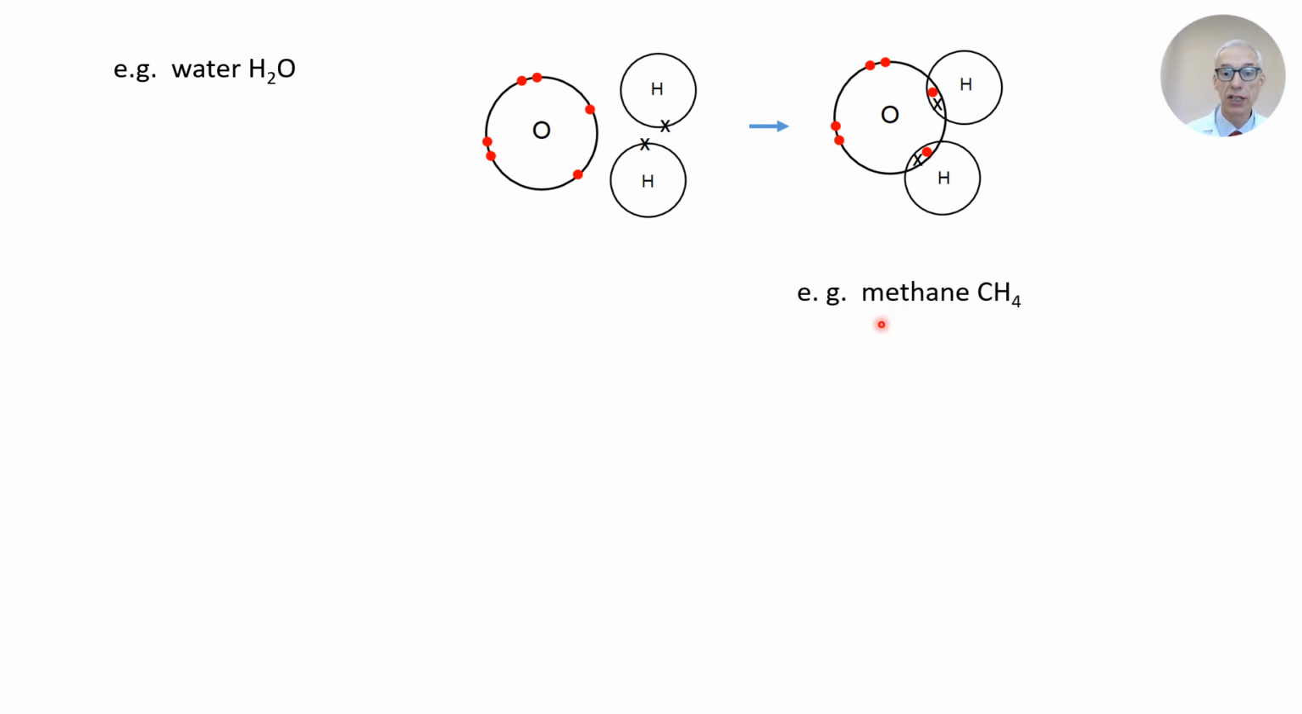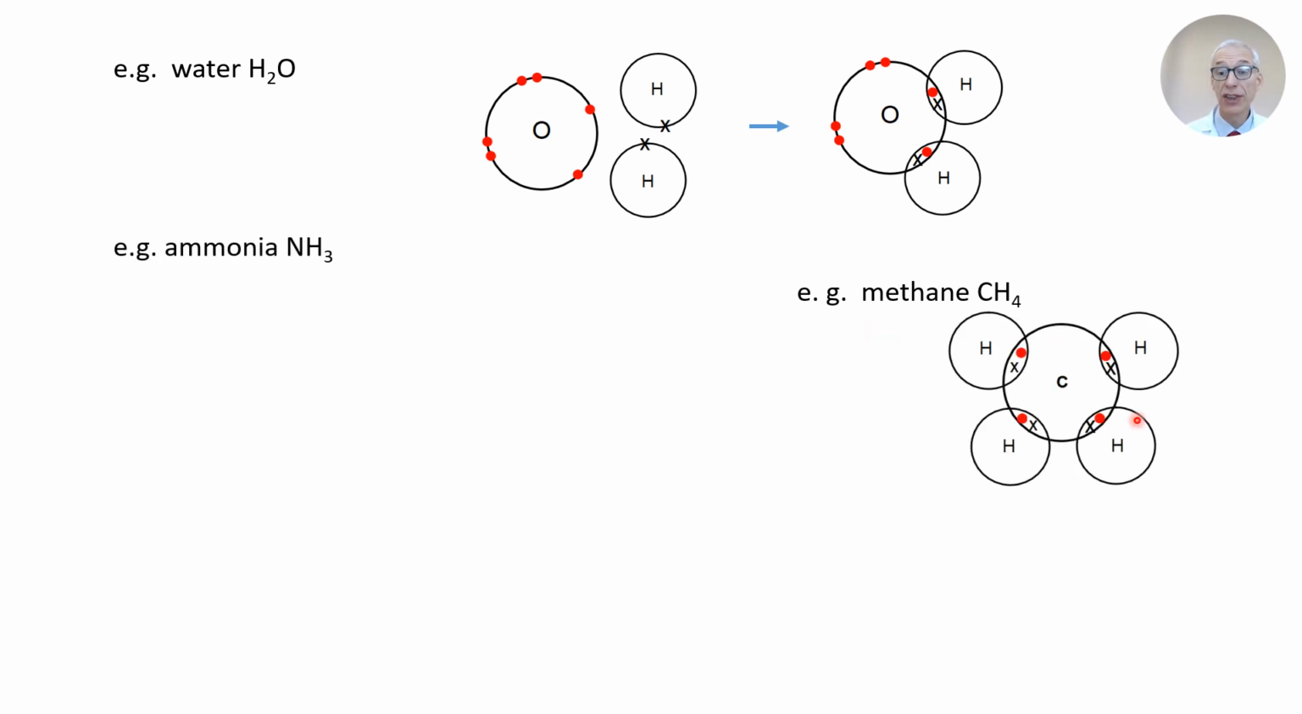Okay, methane, CH4. Pause, come back when you're ready. Okay, so to reveal, here's methane. Carbon's got 4 electrons in its outer shell. 1, 2, 3, 4 covalent bonds with 4 separate hydrogens, 2, 4, 6, 8 in the outer shell of the carbon of methane. Try ammonia, NH3. Pause, come back to check when you are ready.